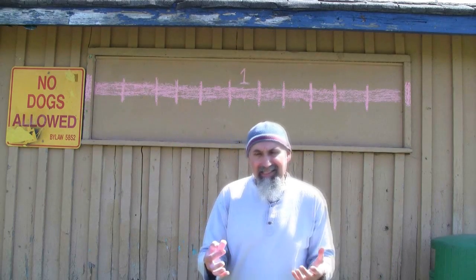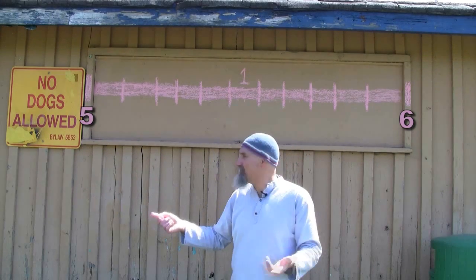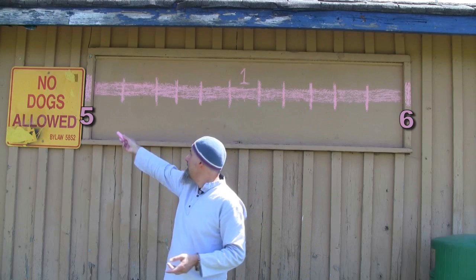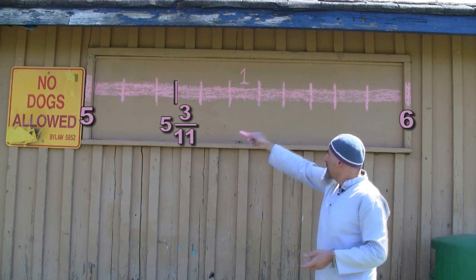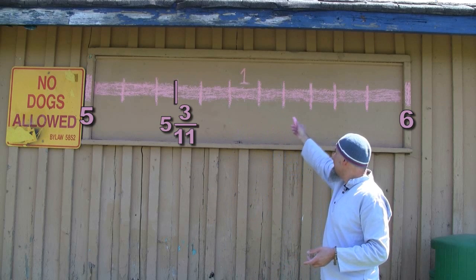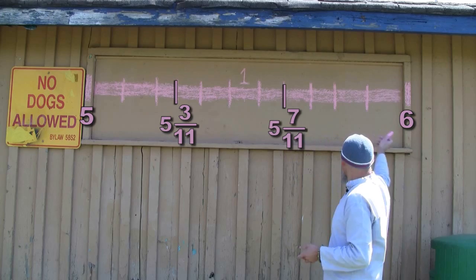So if this line segment was beyond the boundary of 0 and 1, if it was between 5 and 6, if it was 5 3/11, that would be our 5, and then we'd go 1, 2, 3. That's 5 3/11. 1, 2, 3, 4, 5, 6, 7. 5 7/11, right? Because that would be our 6.